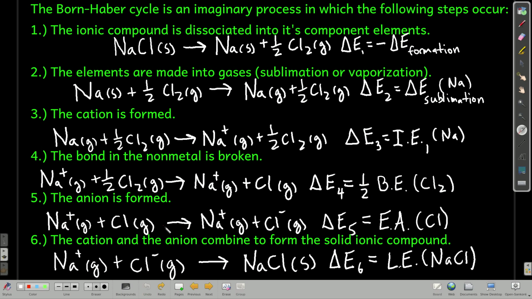Next step, always step 5, is make the anion. So the anion is going to be chloride. Now that we've made it into a monatomic gaseous atom, we just add an electron to it. This process, going from a neutral gaseous chlorine atom to the chloride ion in the gaseous state, is called the electron affinity. You guys know that for chlorine, and we can look that up, and that's the change in energy for this process. And finally, we bring the cation that we formed up here and the anion that we formed right here together and allow them to form the solid ionic compound right where we started from. The change in energy for this process is called the lattice energy, in this case for sodium chloride.